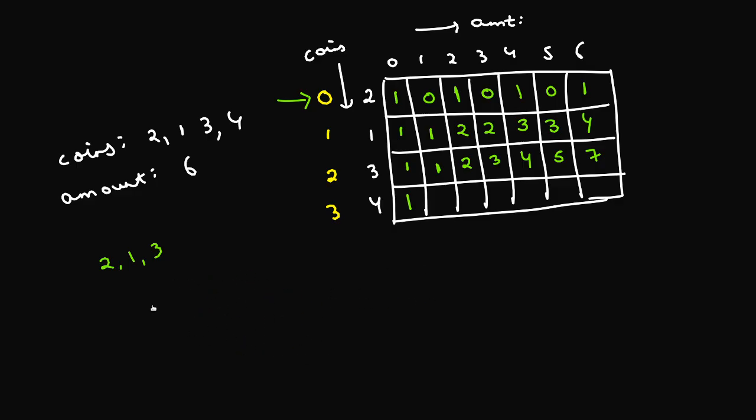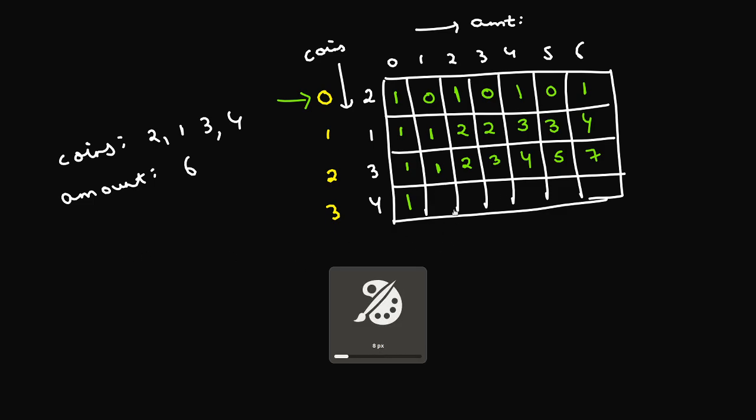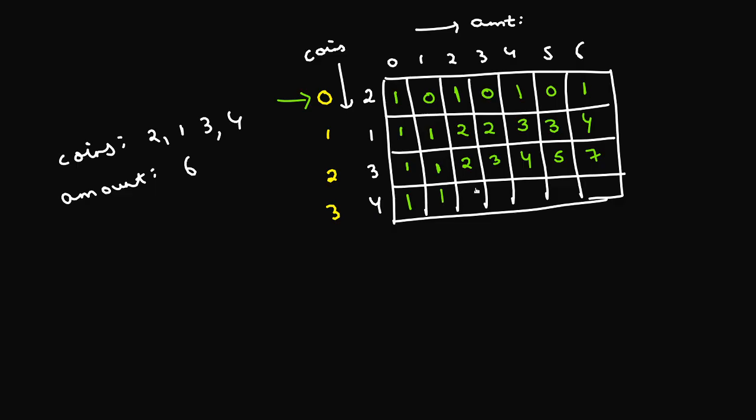So just try to fill the last entry, the last row on your own. Just pause the video and do that, and check your answer later. I'll just do it very quickly now. Since I cannot use this coin 4, so I'll just copy the value from top, which is 1. Again, for amount 2, I cannot use this coin 4. I'll just copy the value. For amount 3, I again cannot use this coin, so I'll just copy the value from top.